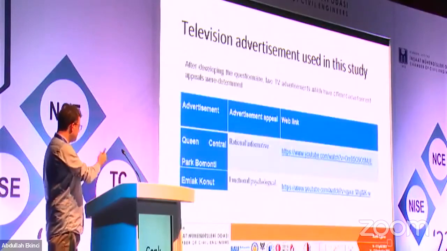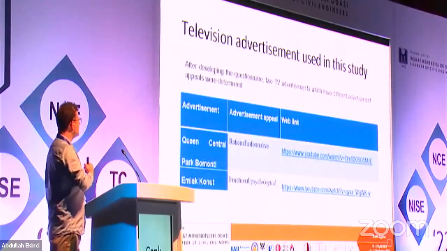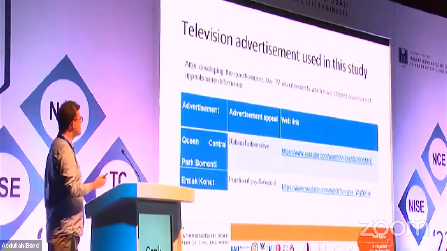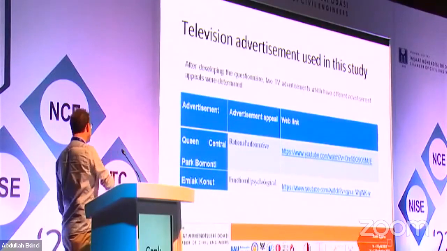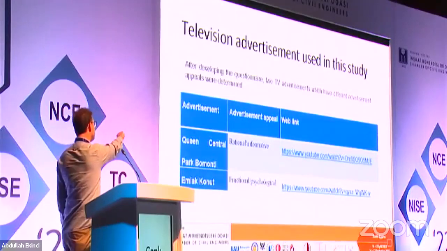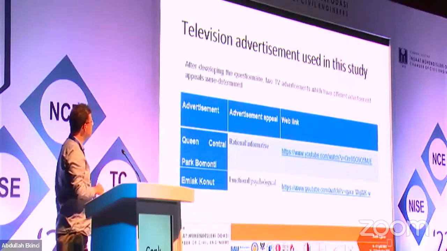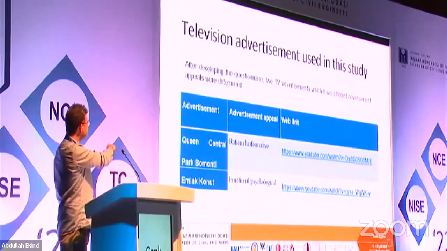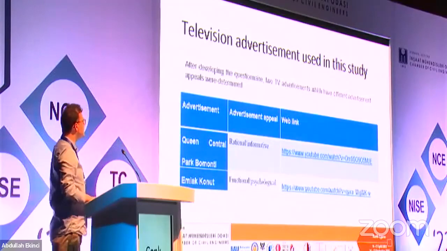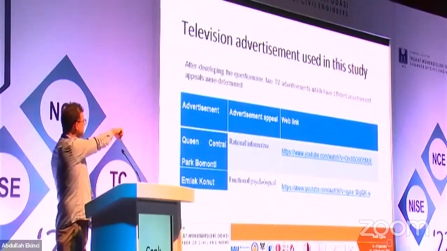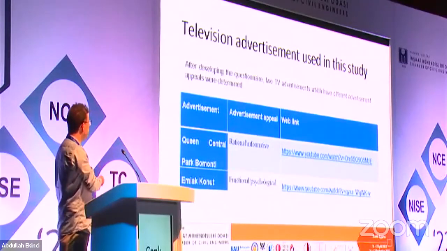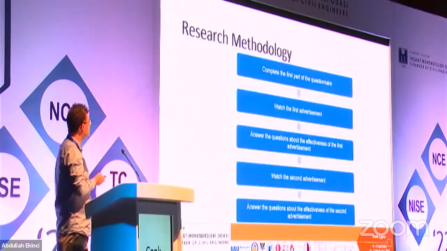We perform this advertisement effectiveness questionnaire for each advertisement. For that, we consider two advertisements. The first one reflects the rational advertisement appeal, the other one has the emotional advertisement appeal. We can watch these advertisements via these links. However, due to the time limitation, I skip that part.